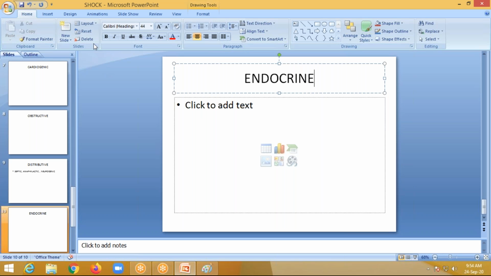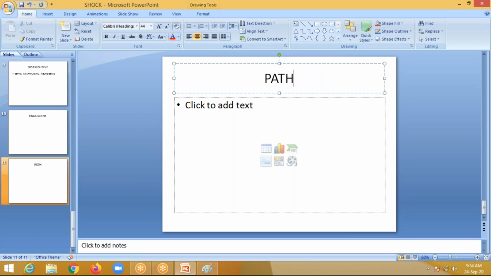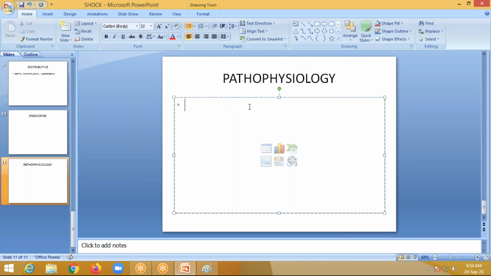So next, the pathophysiology type of thing, as you already know, the pathophysiology of shock. It all started with inadequate perfusion, which leads to, it is a kind of arrow, which leads to cell hypoxia.